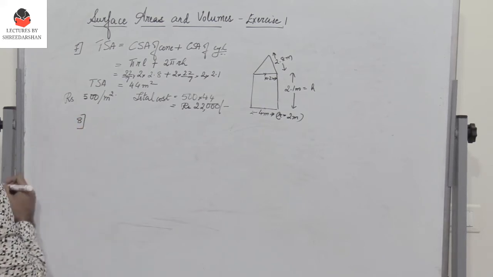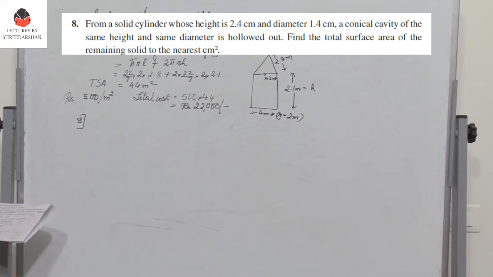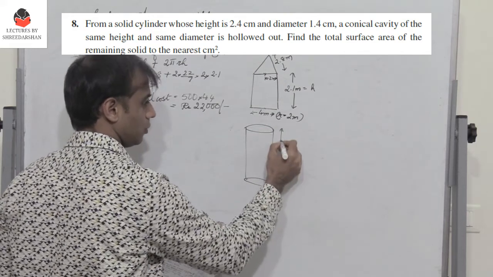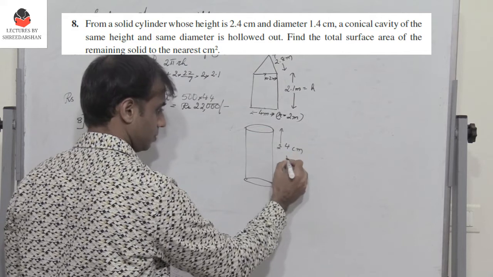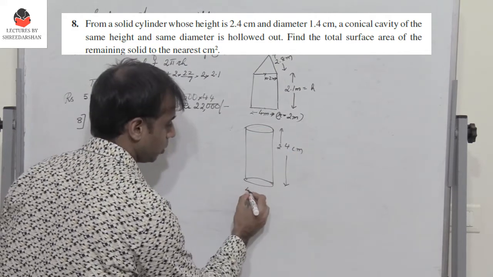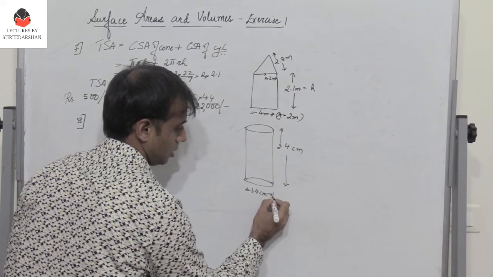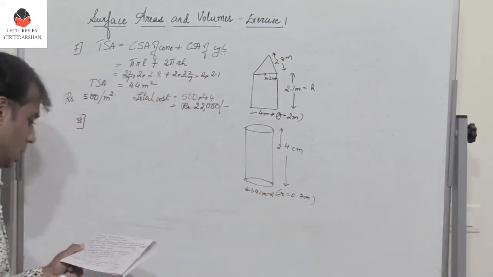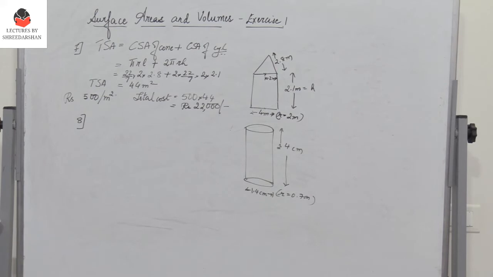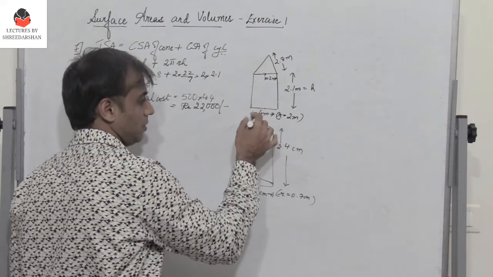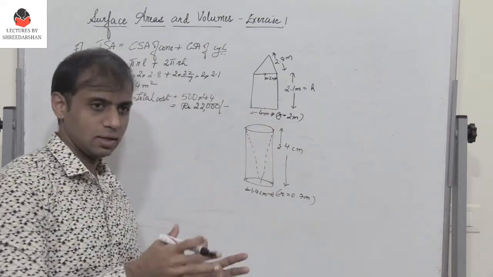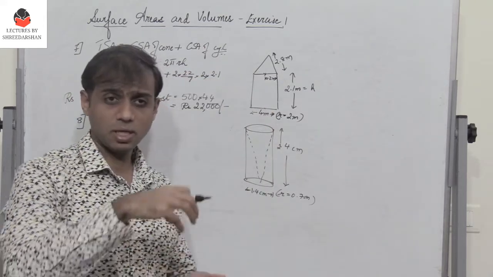Next, problem 8. From a solid cylinder of height 2.4 centimeters, so you have a solid cylinder of height 2.4 centimeters and a diameter of 1.4 centimeters, I can write the radius as 0.7 centimeters. And what is being done? A cavity of the same height and the same diameter is hollowed out. So there's a cavity created in the form of a cone of the same radius.